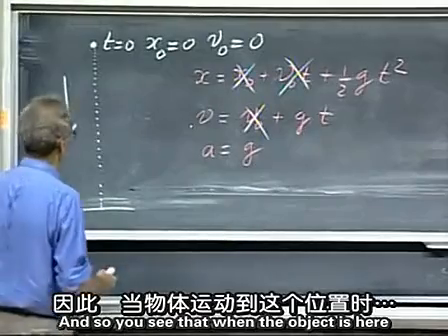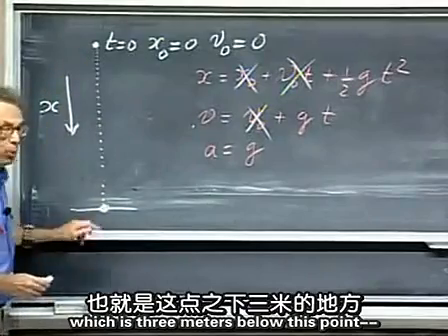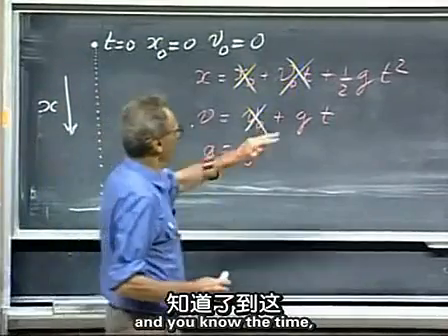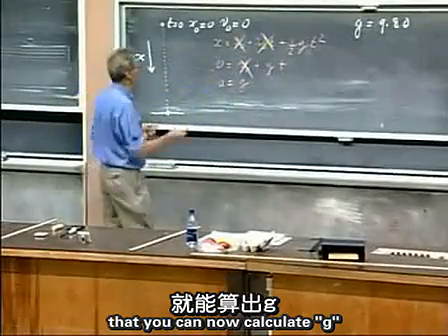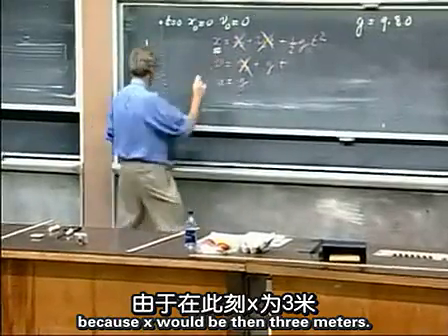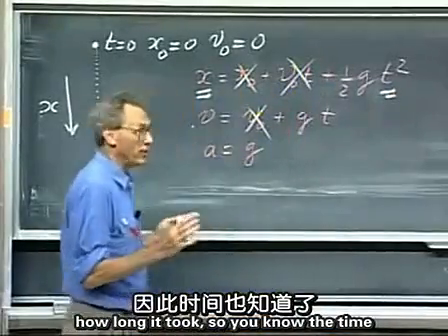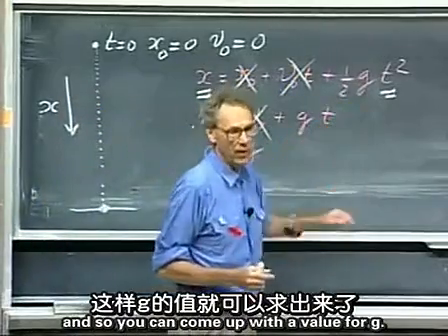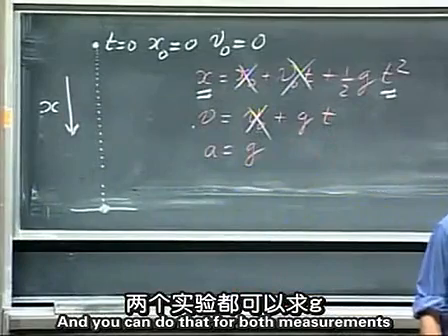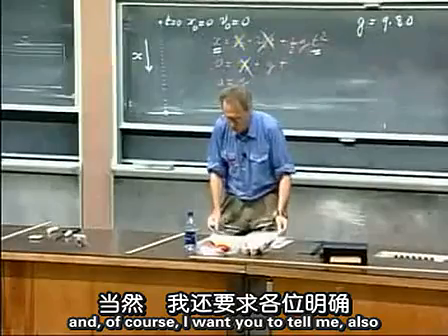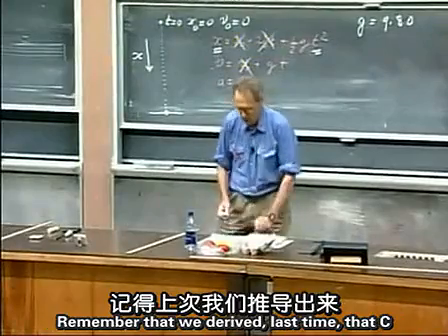And so you see that when the object is here, which is 3 meters below this point, and you know the time how long it took to get there, you can now calculate g. Because x would then be 3 meters, that's when it's here. We made a measurement in class of how long it took, so you know the time. And so you can come up with a value for g, and you can do that for both measurements. And of course, I want you to tell me also what the uncertainty is in those measurements.